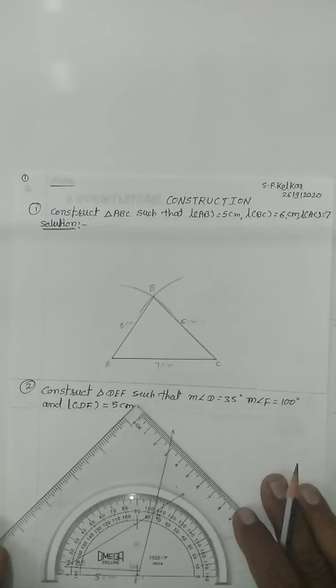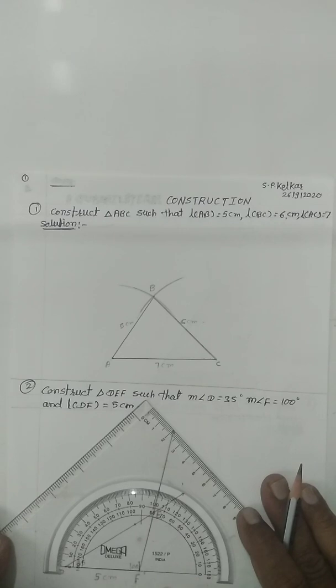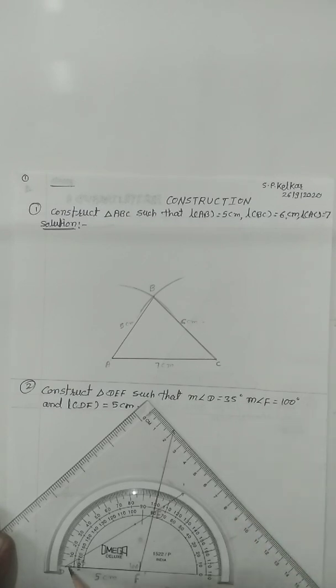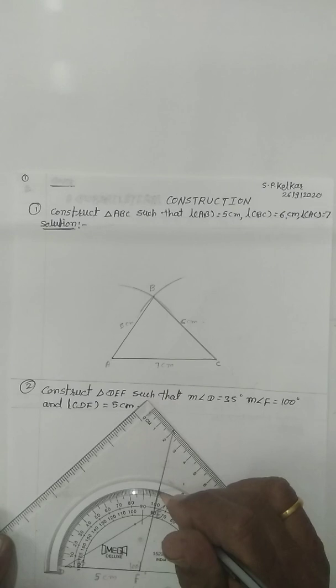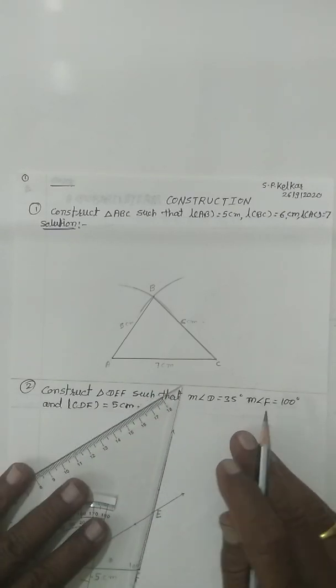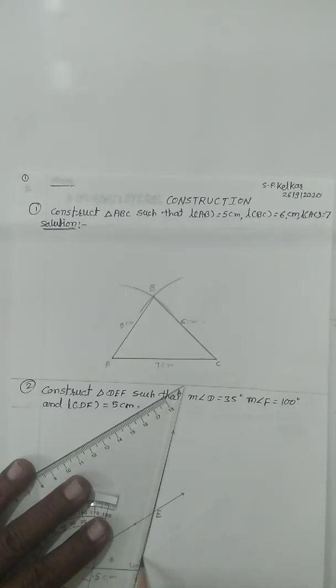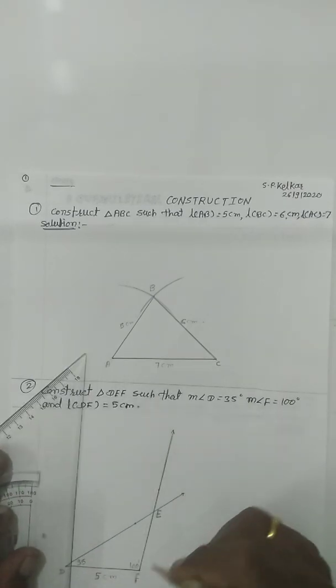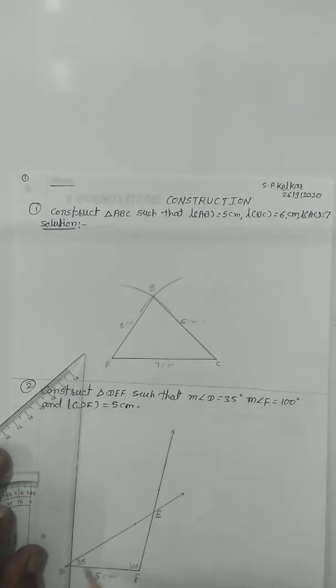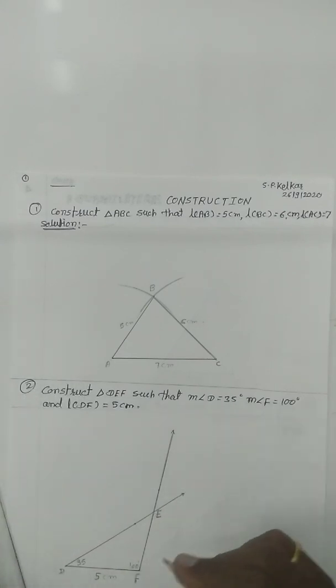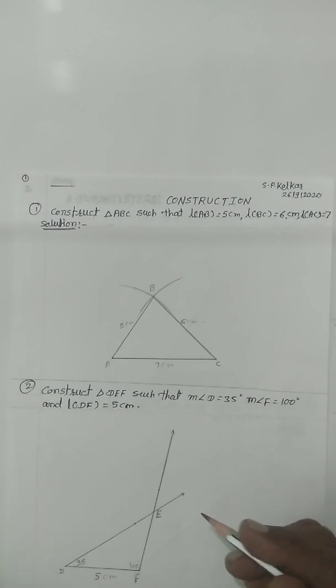Then again put the protractor at point F and take a measure of the angle, 100 degree at point F. See the outside reading, 100. Then draw the ray which started from the point F. Now this ray makes an angle of 100 degree at point F. In this way the previous ray and the second ray intersect each other, that point is E. In this way we construct the triangle DEF.